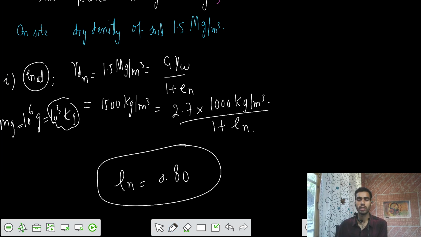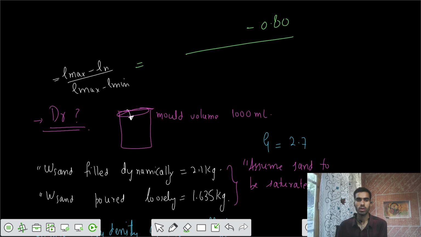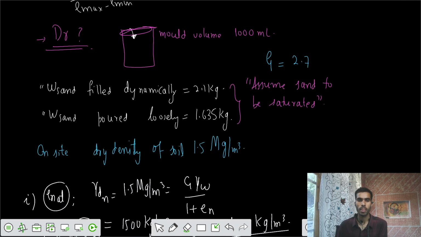Your e natural is 0.80. So we got one of the values as 0.80. Now we need to find the maximum value and the minimum value of void ratio.